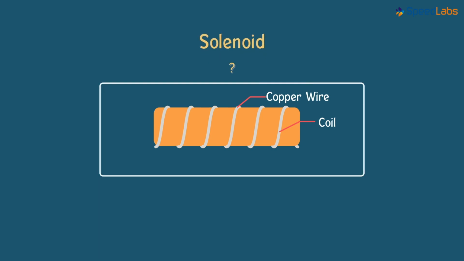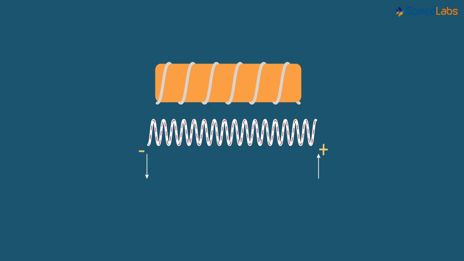But why are we studying this? How is it related to the magnetic effects of the electric current? If we allow an electric current to flow through it, then each turn of the coil behaves like a magnet. Little surprising, right? Let's find out with the help of an experiment.